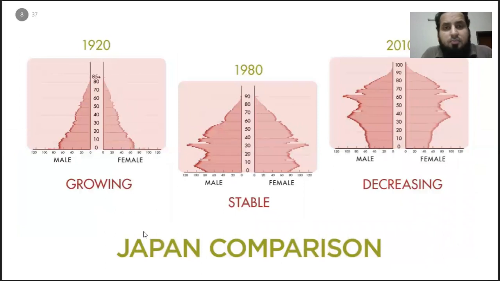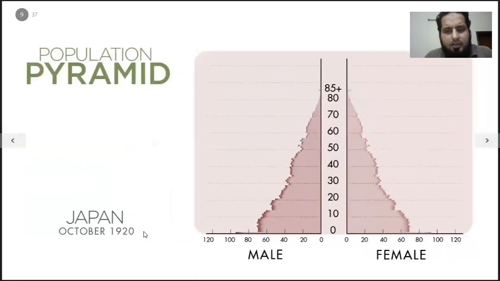So in 1920, it was a growing stage. It was more or less like a pyramid. In the 1980s, it was a stable, flat structure. And then in 2010, if you see, it's kind of a wedge shape where there are more older people than the younger people.